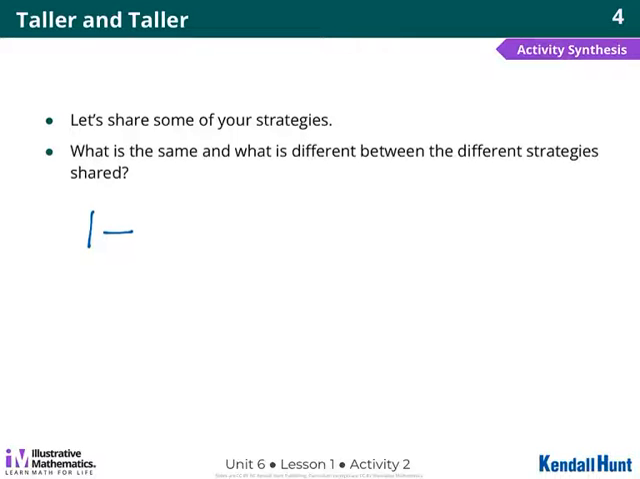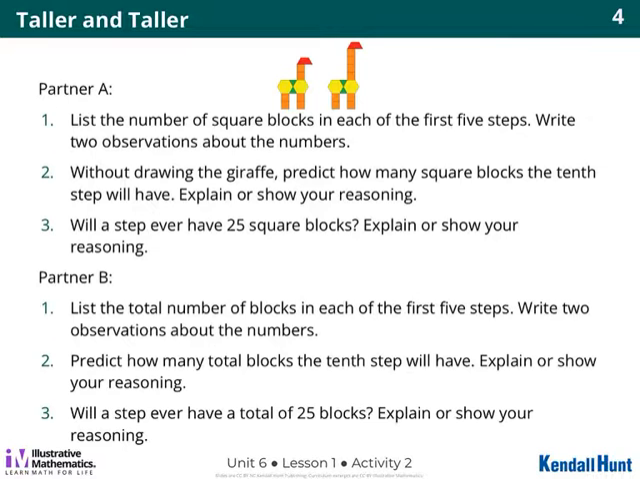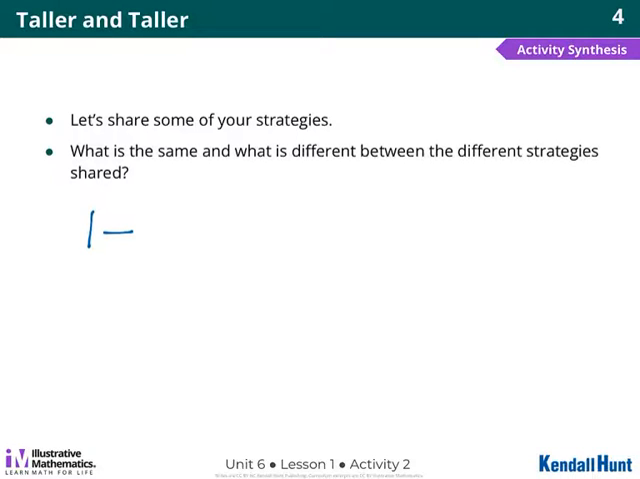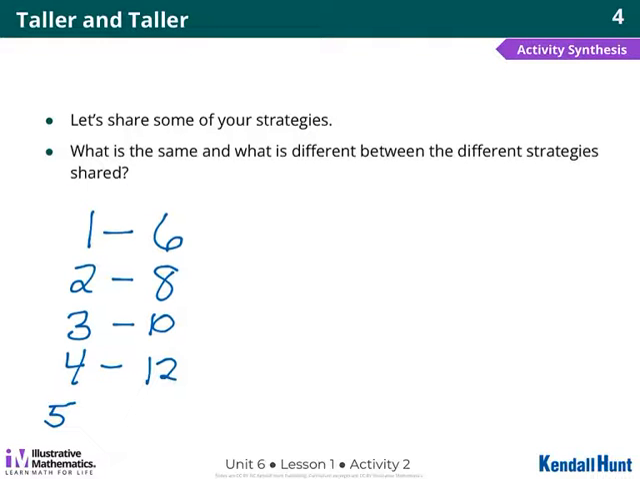So step 1, how many blocks for partner A? And partner A, you were only looking at squares. So how many were in step 1? Gage. 6. How many were in step 2? Cade. 8. Step 3. Charlie. 10. Good. And step 4. Brooks. 12. And step 5. Hadley. Okay. And these are squares, right? Okay.